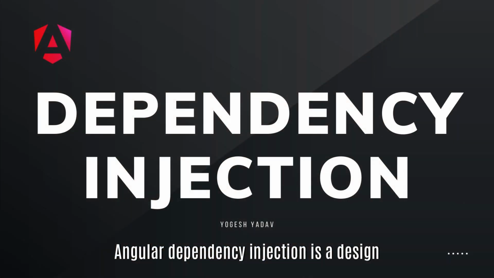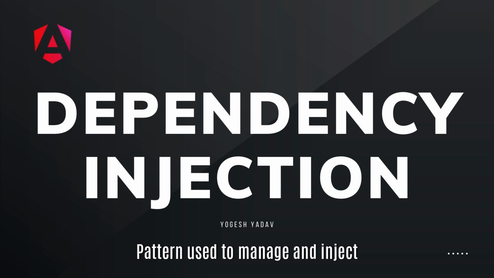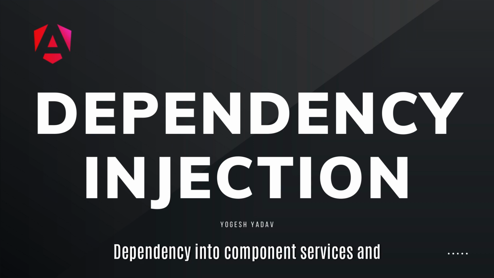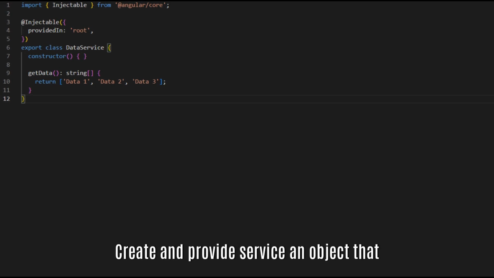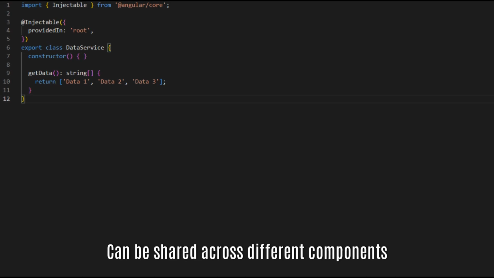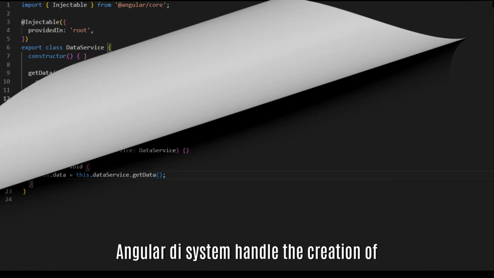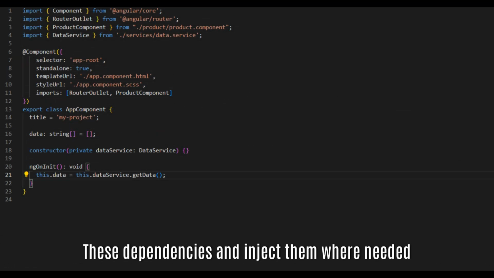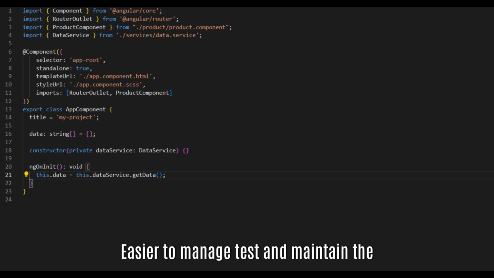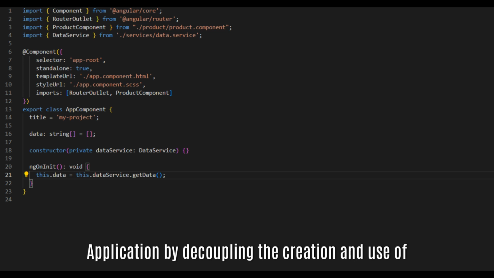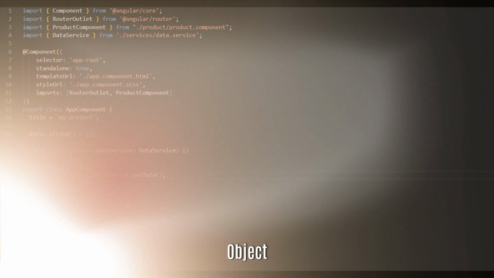Angular dependency injection is a design pattern used to manage and inject dependencies into components, services and other parts of applications. It allows us to create and provide services and objects that can be shared across different components. Angular DI system handles the creation of these dependencies and injects them where needed. This makes it easier to manage, test and maintain the application by decoupling the creation and use of dependent objects.